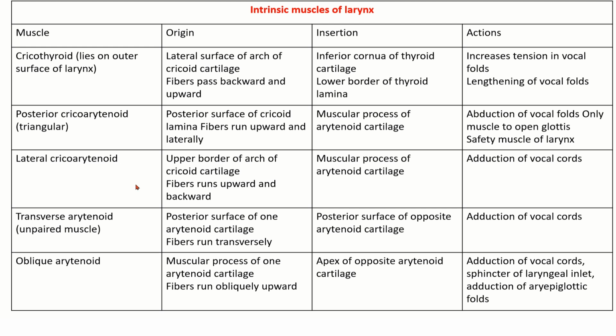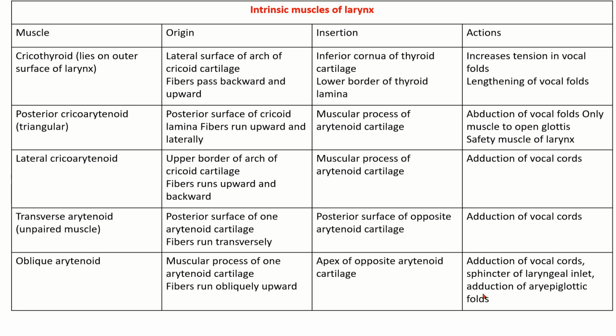Lateral cricoarytenoid: attached to the upper border of the arch of the cricoid cartilage, fibers run upward and backward, inserted to the muscular process of the arytenoid cartilage. So it causes adduction of the vocal cords. Transverse arytenoid, an unpaired muscle: from the posterior surface of one arytenoid cartilage, fibers run transversely to the opposite arytenoid cartilage. Adduction of vocal cords. Oblique arytenoid: from the muscular process of one arytenoid cartilage, fibers run obliquely upwards to the apex of the opposite arytenoid cartilage. So adduction of vocal cords.